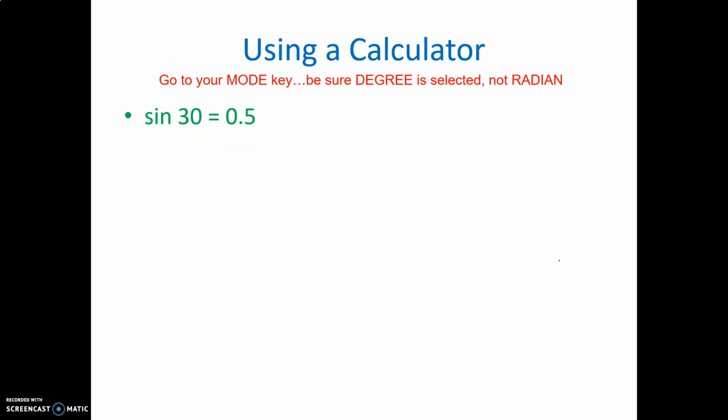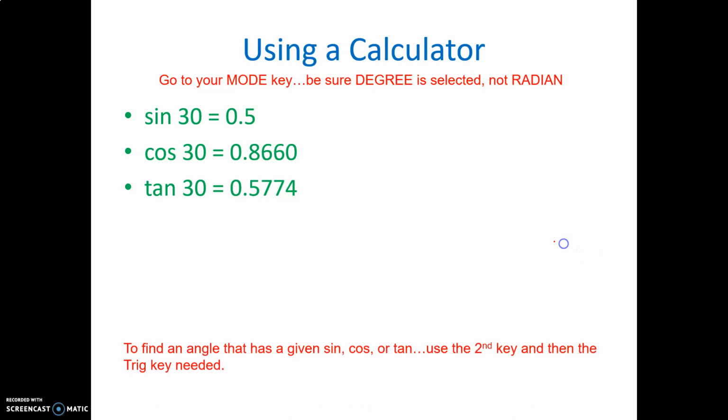So the sine of 30 degrees, I punch in sine 30, and I get an answer of 0.5. I punch the cosine key, put in 30, and press enter, and it rounds to 0.8660. Tangent, press 30, you get 0.5774.